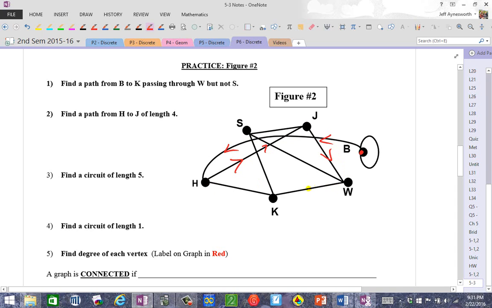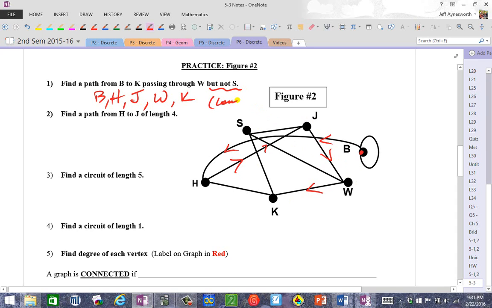So we're going to go right to K. All right, so B to H, zoom right across to J. All right, from J to W. All right, but not through S. So don't go there, go straight to K. All right, and that has 1, 2, 3, 4, length 4.